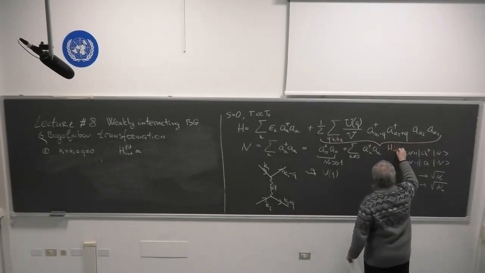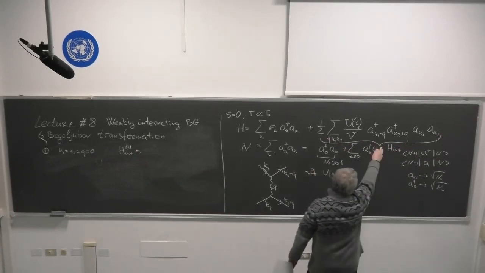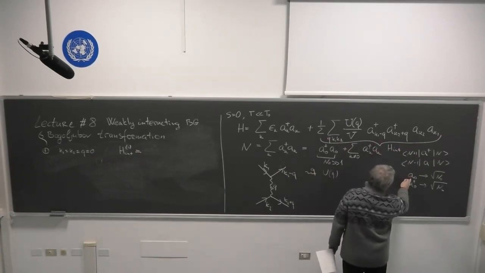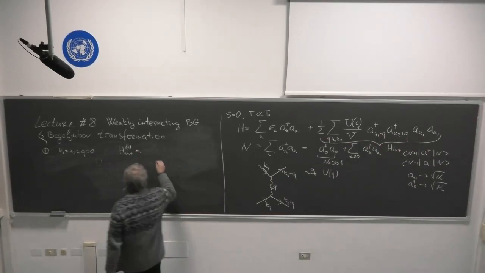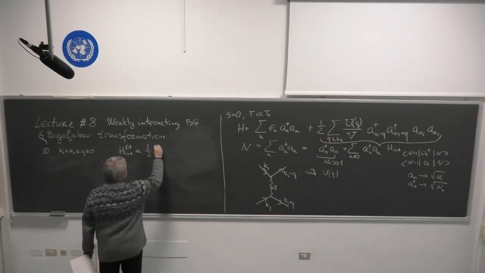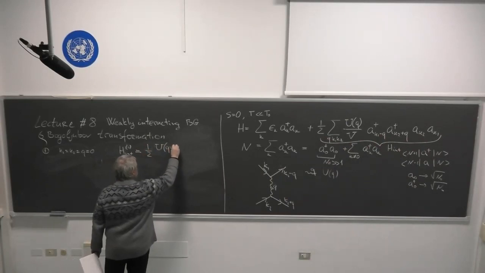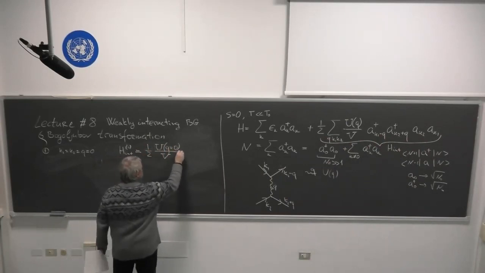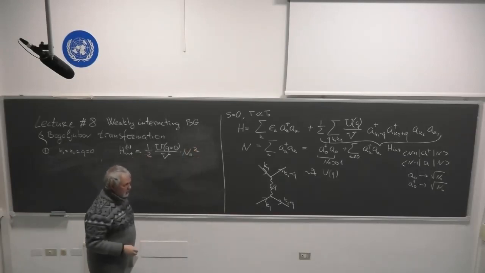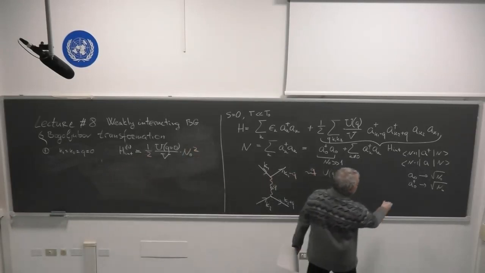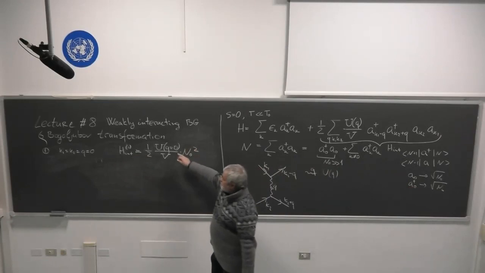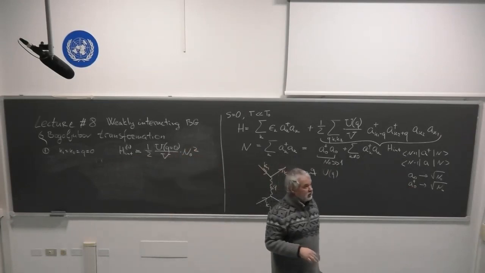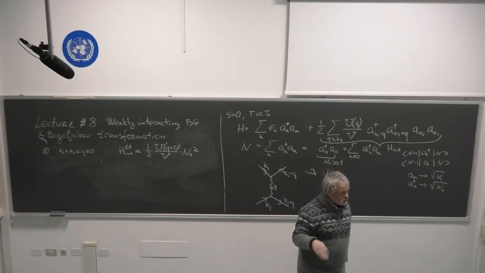H interaction. So if all momentums are equal to 0, I will replace each of the operators A node by square root of N node. So I have 1/2 U at the momentum Q equal to 0 divided by V times N node square. Right? I have a product of 4 square roots of N node, so this is a constant. And once I wrote Q equal to 0, in all the rest calculations, I will write U with the argument 0. Argument 0 means the momentum equal to 0.